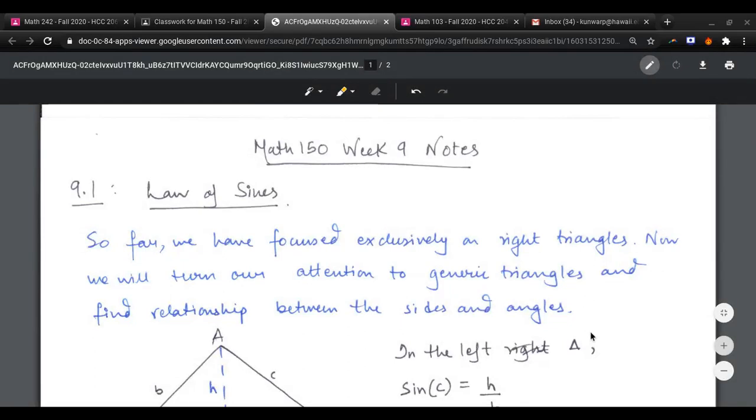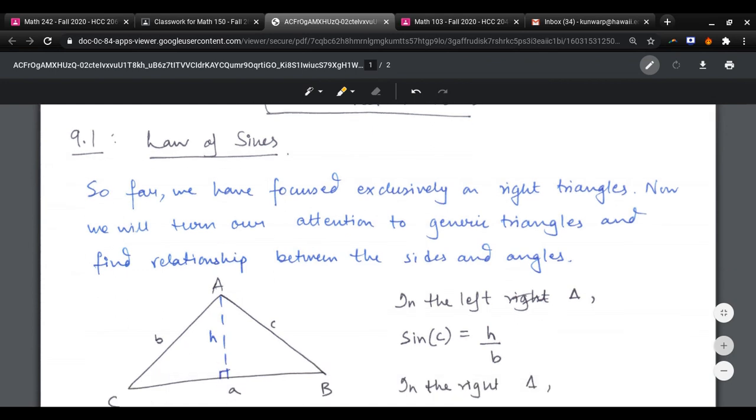Hi everyone, this is week 9. We have a very short lecture for this week. The only thing we are learning this week is called the law of sines. And here's the motivation. So far we have focused exclusively on right angle triangles.